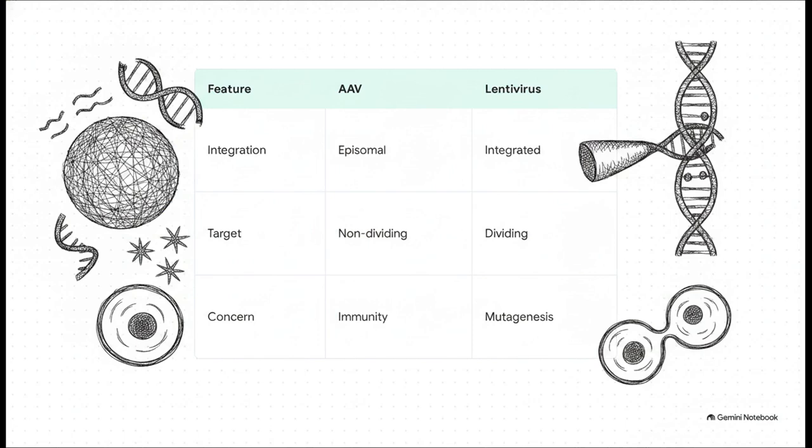Okay, if you're taking notes, this is a must-memorize concept for your exam for sure. AAV delivers DNA that generally remains episomal. That means it just sits next to the host DNA without integrating, which makes it absolutely great for non-dividing cells, though cargo size and immune reactions are your main concerns. Lentivirus, conversely, stably integrates its genetic material right into the host genome. This is perfect for dividing cells because the daughter cells inherit the therapy. But it carries a major risk called insertional mutagenesis, meaning if it integrates in the wrong spot, it could disrupt cellular regulation and potentially cause cancer.